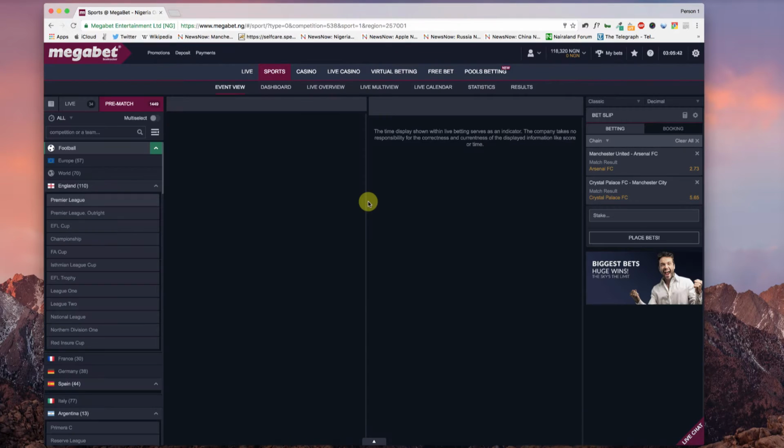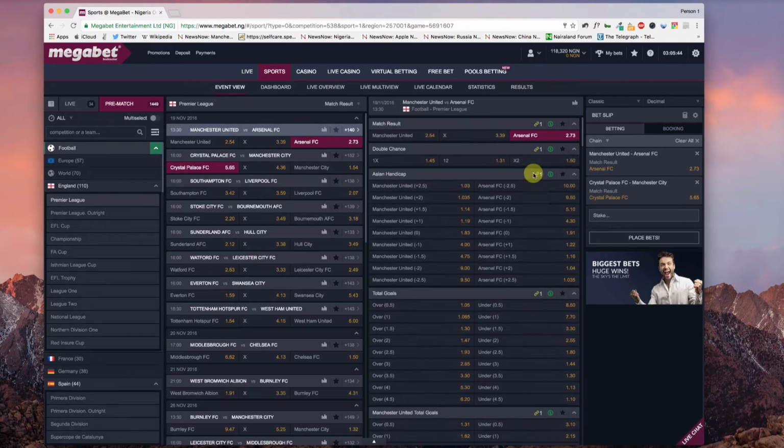Here at MegaBet, we have 4 different types of bets. Singles, which is a single bet, where you pick one event outcome and place a bet on it. Multiples, which is also called an accumulator, where you pick several, 2 or more event outcomes and place a bet on all those event outcomes happening.